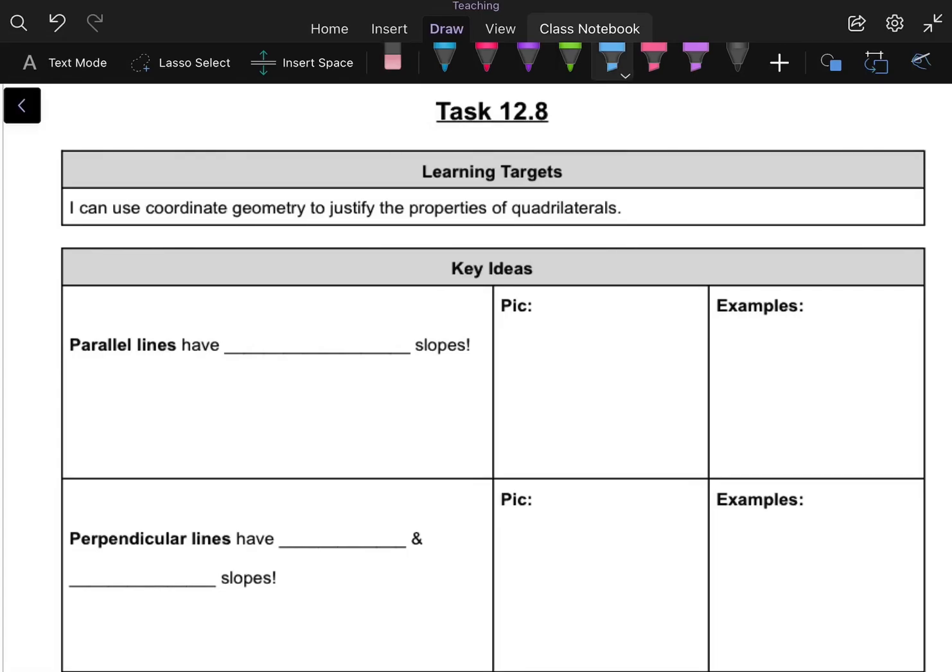Hi everyone, in this video we're talking through task 12.8. So we are going to be looking at coordinate geometry and how we use that to find what types of quadrilaterals we have, and everything that we talked about in task 12.7. So finding your slope, finding the distance between 2 points, and also using the midpoint between points. We're going to use that to justify the properties of quadrilaterals that we have.